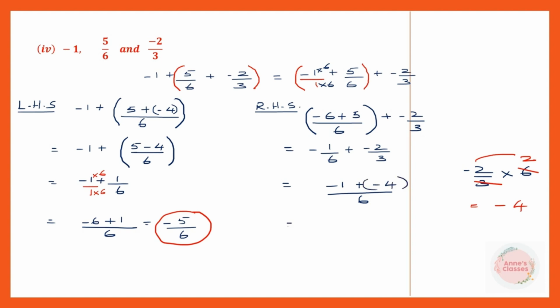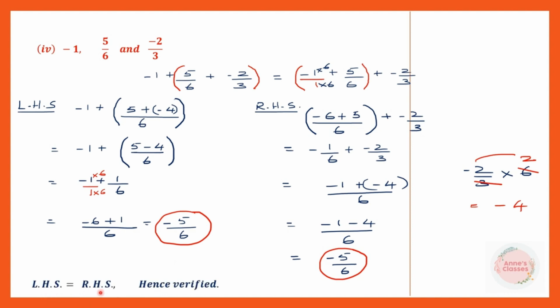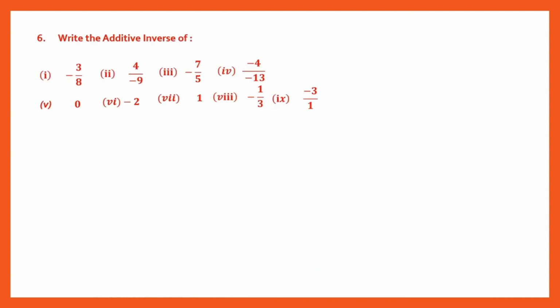Now let's remove the brackets. It becomes minus 1 minus 4 by 6. Signs are the same. Minus 1 minus 4. So add it up. Put the same sign and add. 4 plus 1 is 5 by 6. So on the right hand side our answer is minus 5 by 6. On the left hand side too we got minus 5 by 6. That means left hand side is equal to right hand side and we have verified it.